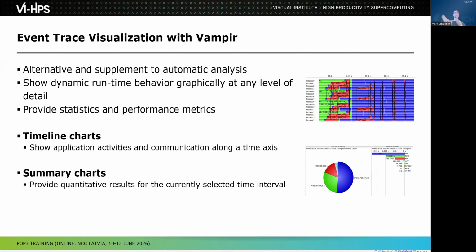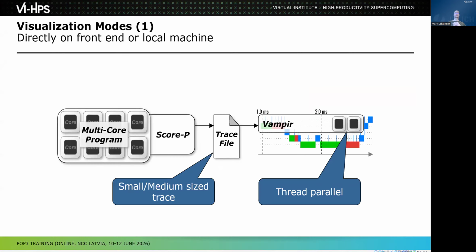It starts out with classic timeline views, but also has summary charts that provide quantitative results for the current selection of the interval. And on the technical side, you can run Vampire as a local installation on a local measurement, which is then limited for practical reasons more or less to small to medium-sized traces.